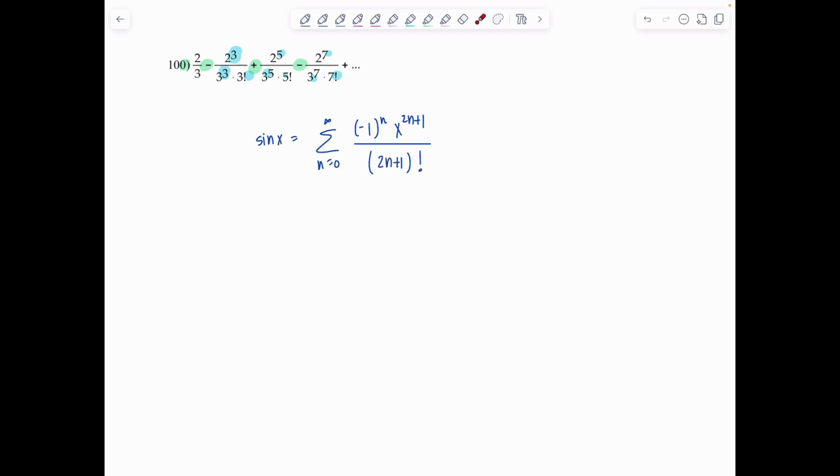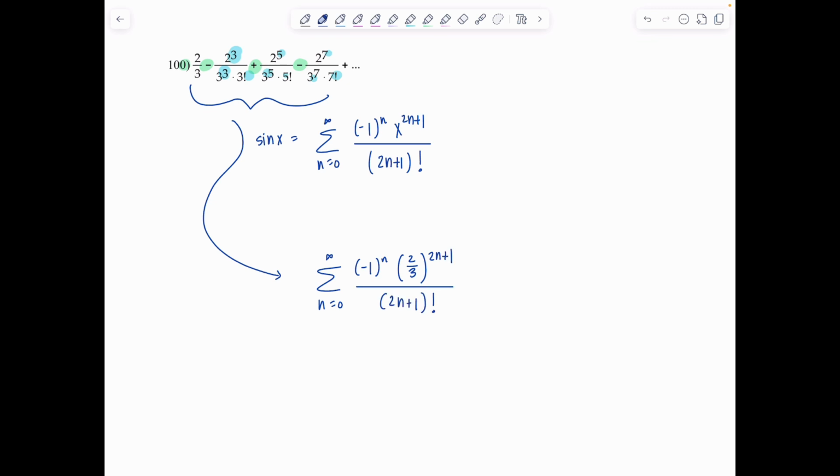So notice here the x is actually 2/3 because this series I could write as the sum, n equals 0 to infinity, negative 1 to the n, 2/3 to the 2n plus 1 over 2n plus 1 factorial. So what's the sum? Sine of 2/3. You got it.